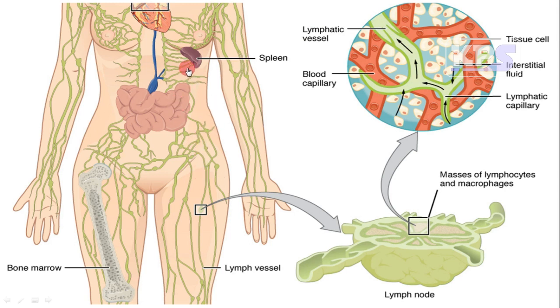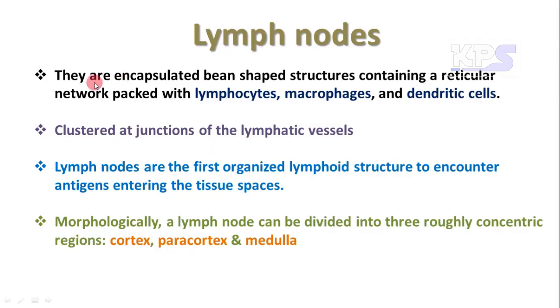Many lymph vessels join to form large lymph vessels. Then the large lymph vessels are connected to the systemic blood circulatory system, and in this way the reabsorption of the interstitial fluid into our circulatory system takes place. When we analyze the structure of the lymph nodes, they are encapsulated, bean-shaped structures containing a reticular network packed with lymphocytes, macrophages, and dendritic cells.